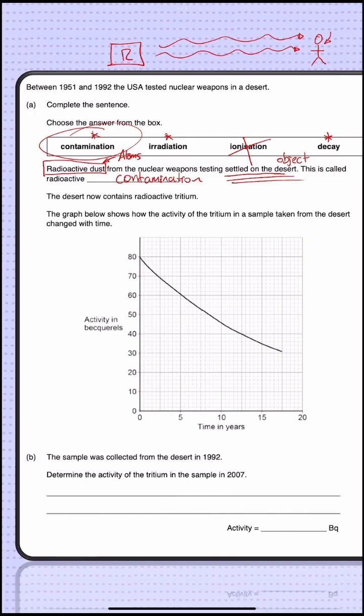Next, the graph below shows how activity of tritium in the sample taken from the desert changed with time. Determine the activity of the tritium sample in 2007. What do you guys think we need to do here? Let me know. We're going to have to use this graph in some way. How are we going to find out the activity in 2007?